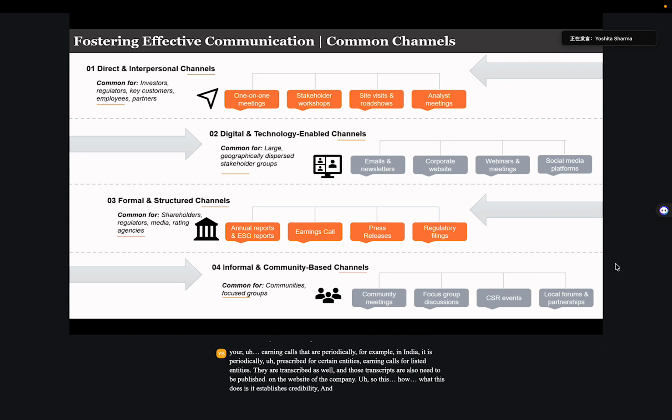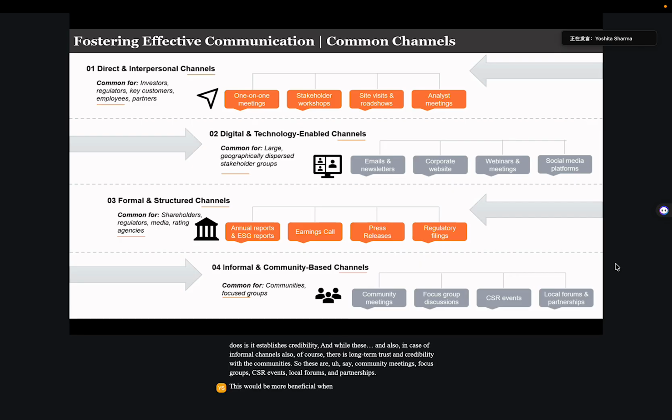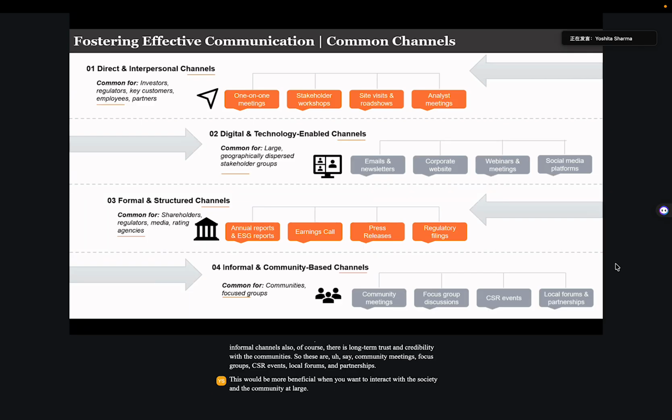And in the case of informal channels, of course, there is long term trust and credibility with the communities. So these are community meetings, focus groups, CSR events, local forums and partnerships. This would be more beneficial when you want to interact with the society and the community at large. So in that case you could choose the informal channels.